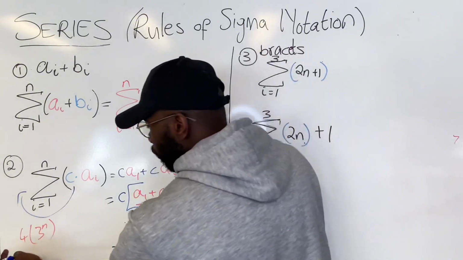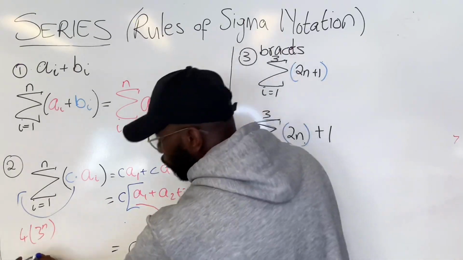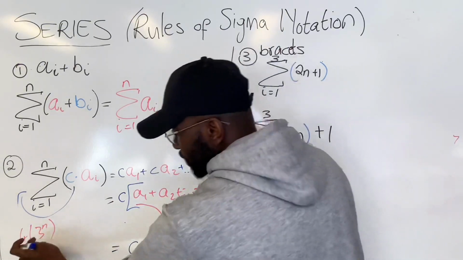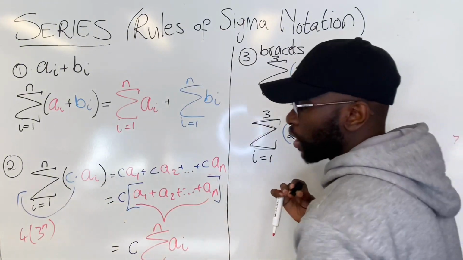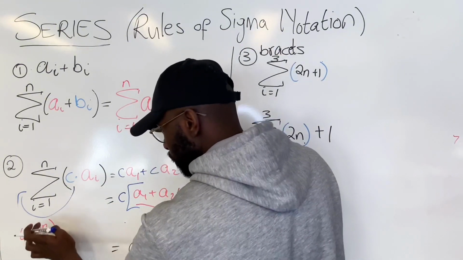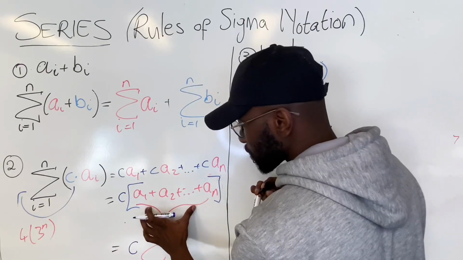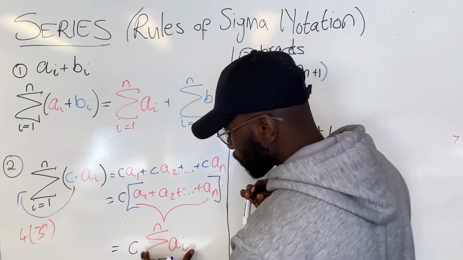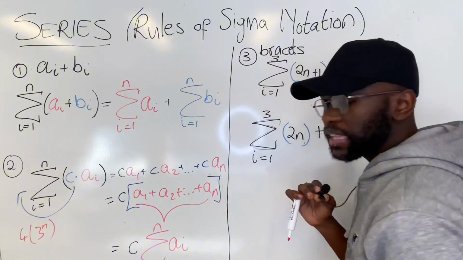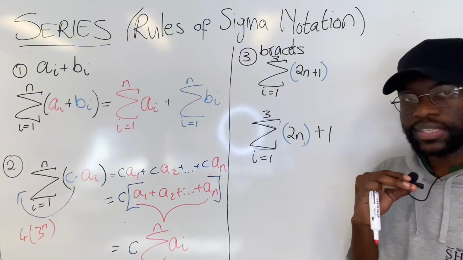Instead of having 4 times 3 to the power 1, 4 times 3 to the power 2, you can just take out 4 as a common term and then find 3 to 1, 3 to 2, 3 to 3, and then you find the sum of your sequence, you find your series, and then multiply it by some coefficient C.